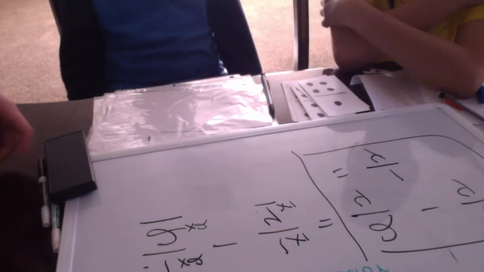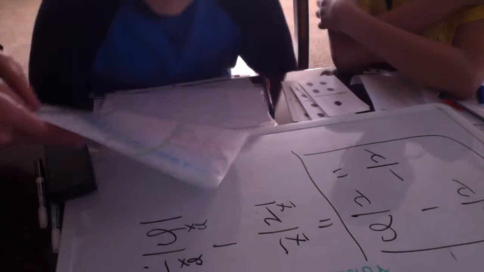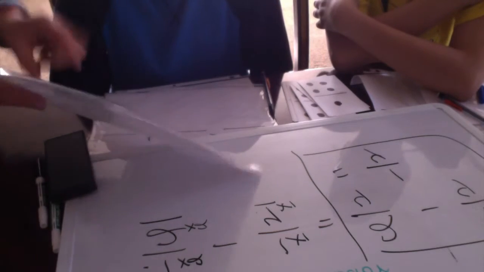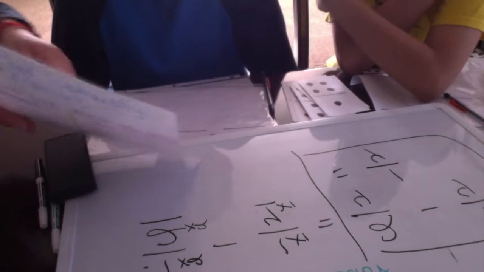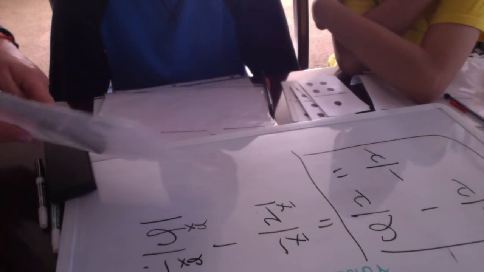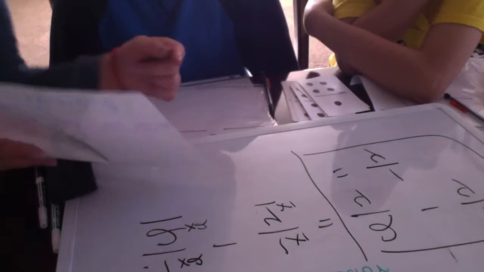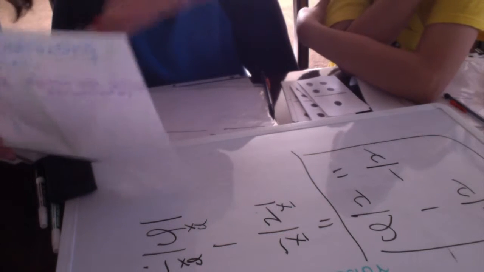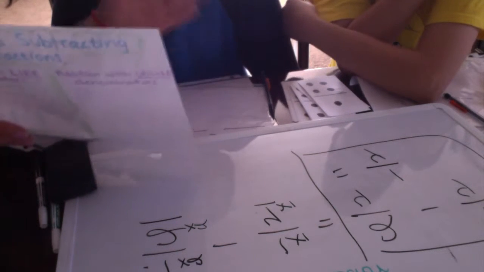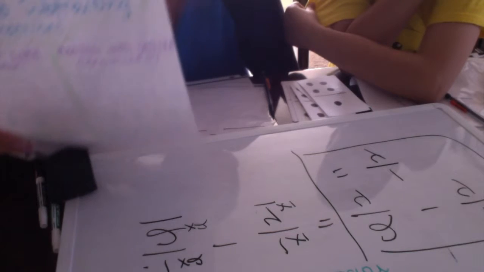So this is just so we can remember the steps. Remember, when we are adding with like denominators, we keep the denominator and we just add the numerators. And the same thing with subtraction. When we have different denominators, we have to find the least common denominator and then add or subtract our new fraction.